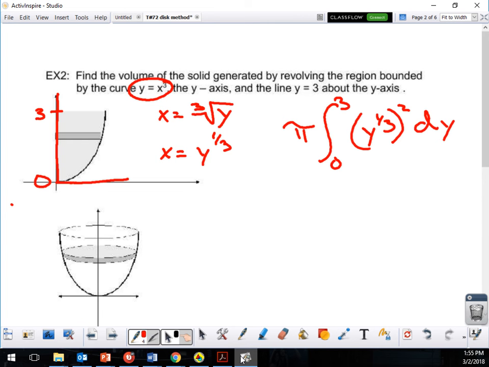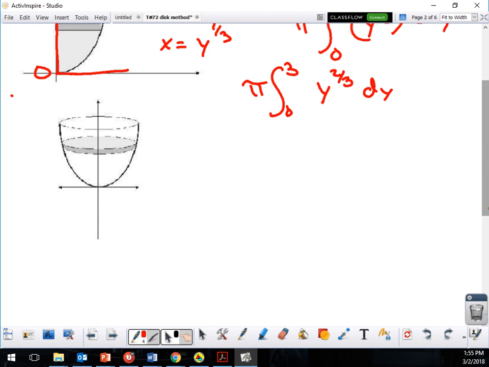So it's gonna be what? 2/3, okay, as the exponent. So it's going to be pi, 0 to 3, y to the 2/3 dy. So pi 0, 3. Oh wait, actually no. Let's do that integration. 5/3.